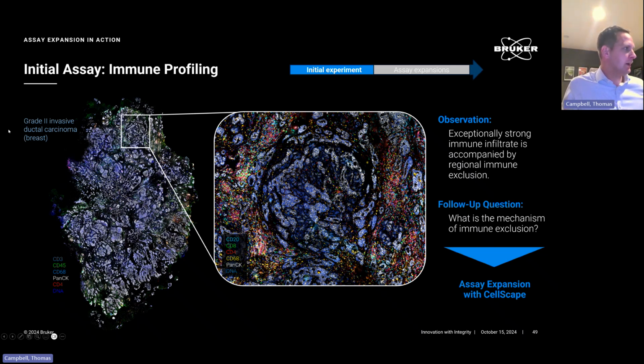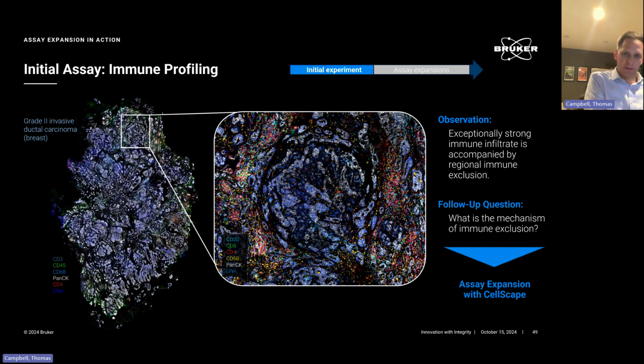This was a grade 2 invasive ductal carcinoma, a breast carcinoma, which was initially stained with our core immune profiling panel. And researchers had this initial observation that there's a really strong immune infiltrate that is accompanied by this regional immune exclusion. And so this leads to this obvious follow-up question of what is the mechanism of immune exclusion?